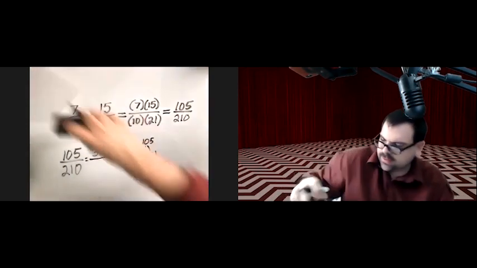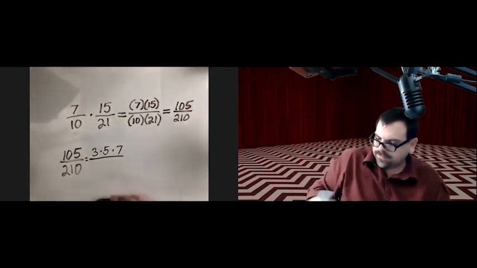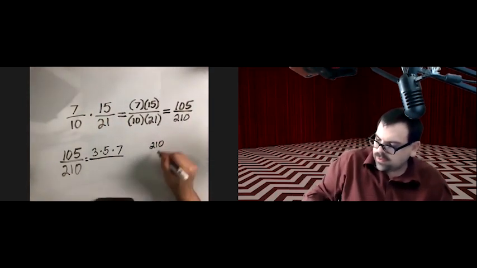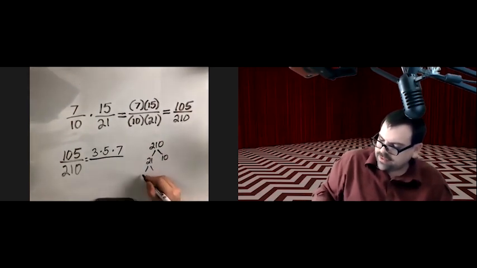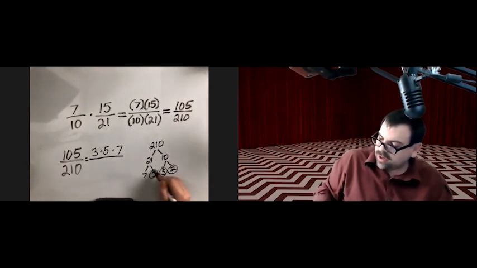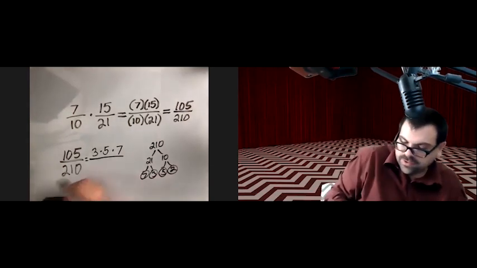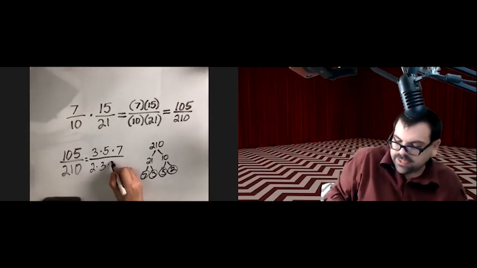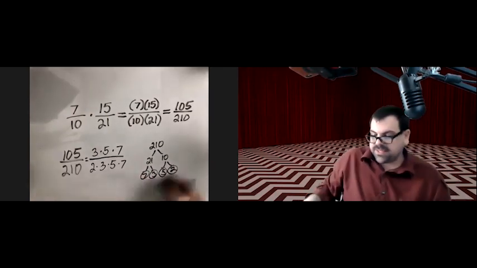210, one way to break that up quickly is 21 times 10. 21 is 7 times 3. 10 is 5 times 2. These are our prime factors. 2 times 3 times 5 times 7.